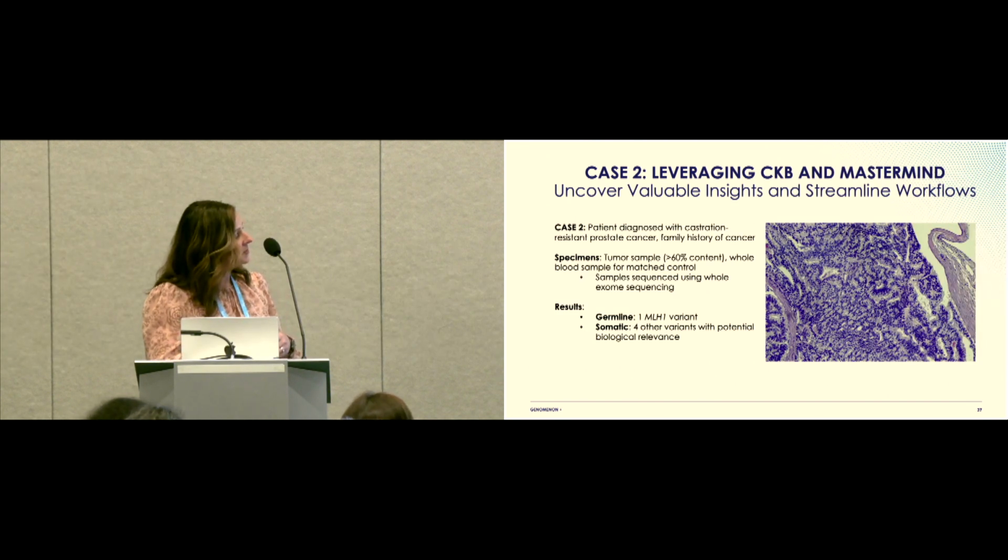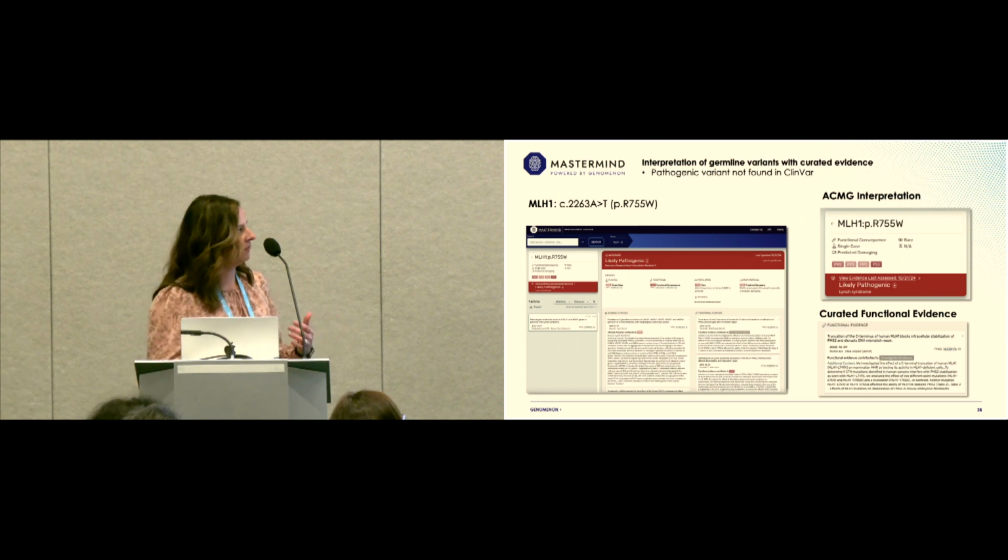So for results, this patient was found to harbor an MLH1 variant. This was identified as germline. And then somatically, there were 4 other variants with potential biological relevance. So let's focus on that MLH1 variant.